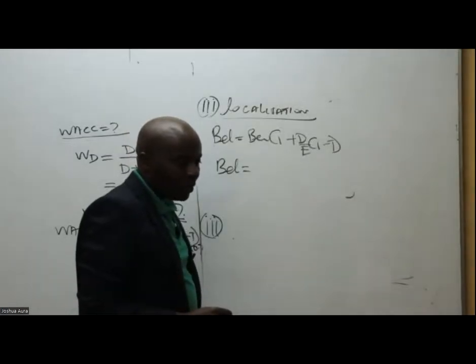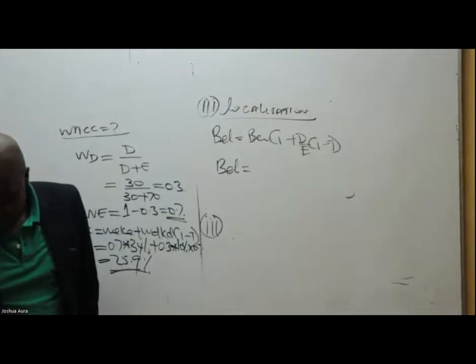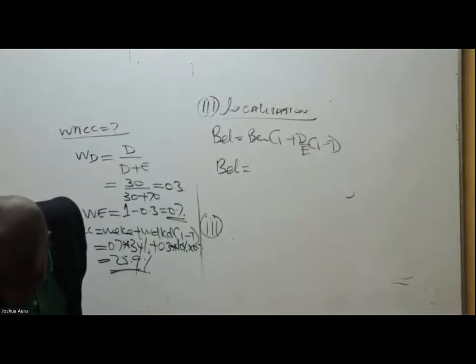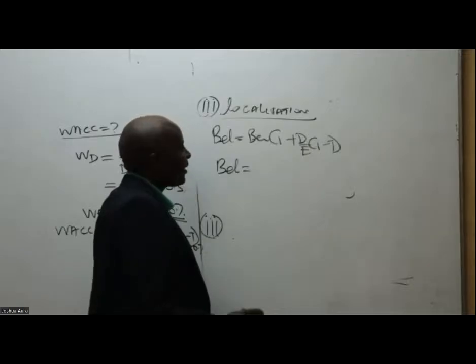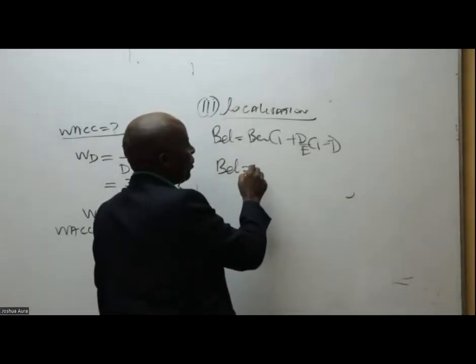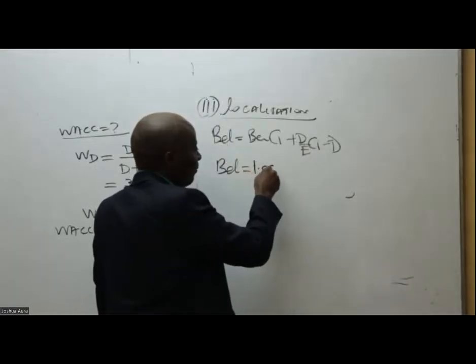Our BEL, ladies and gentlemen, Fatima is getting 25. Wow. Oh, great. The same. Great. So what is our BEL, very fast? 1.091. Our BEL.